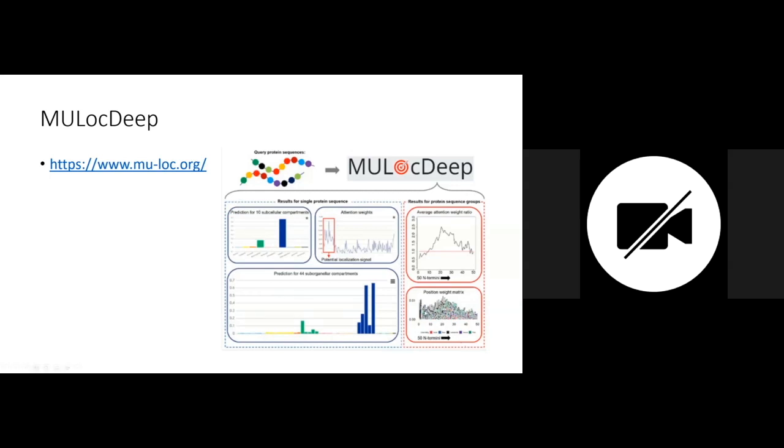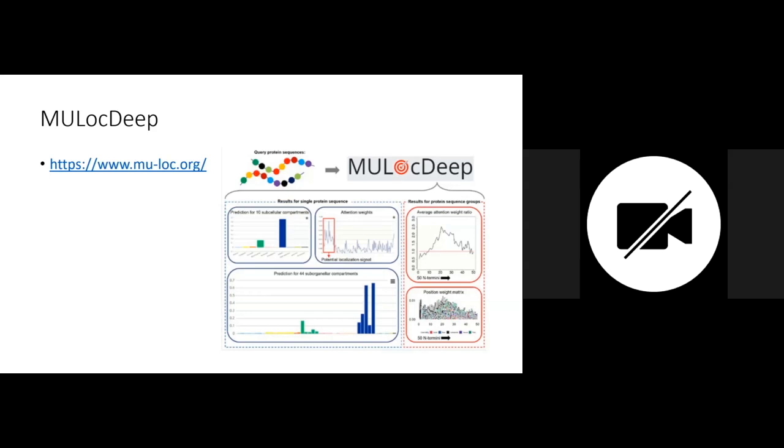So here is an example. You can see that this region has a relatively higher attention weight than the rest of the sequence, and you will also see the proportion for each residue. What is the dominating amino acid at this residue?